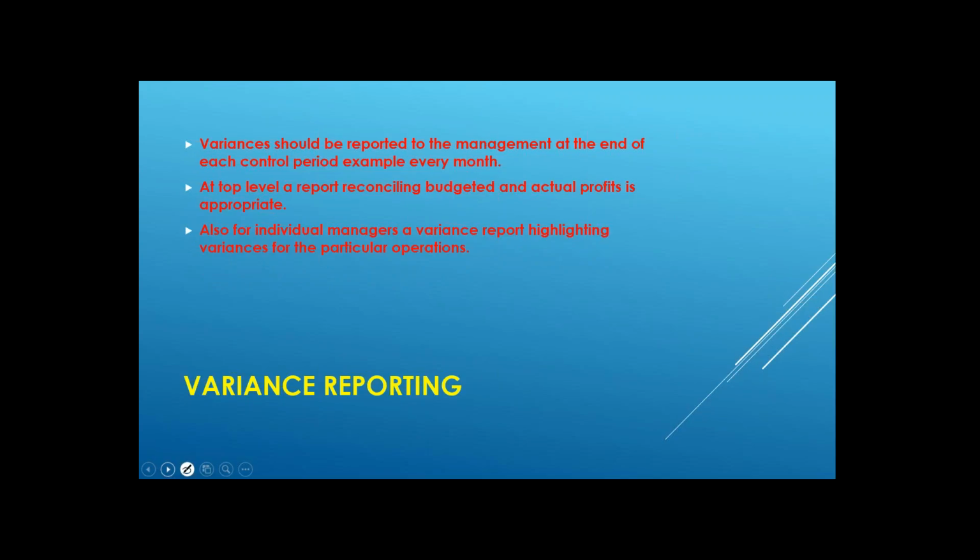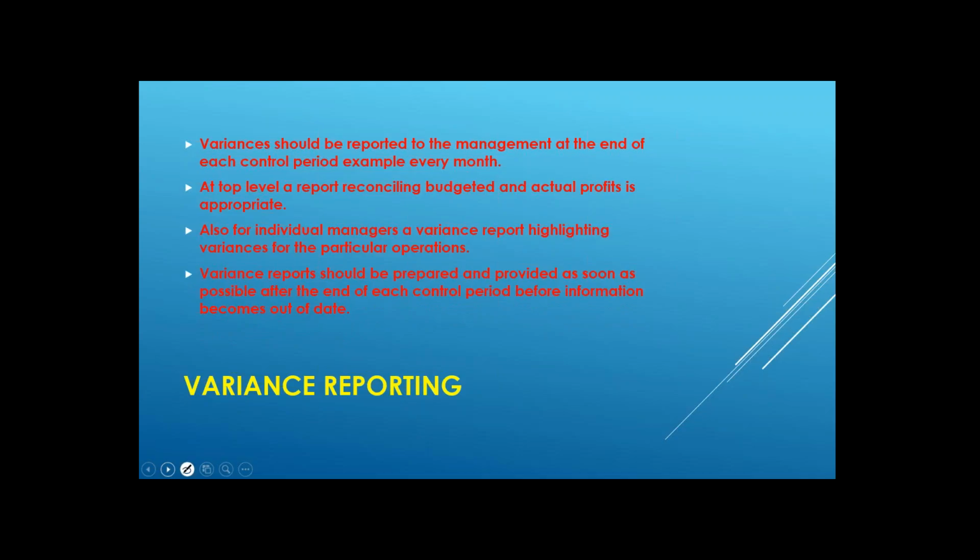But at the lower level, the individual managers might want to know their own variances. The production manager may want to know where the usage variances are, where did I go wrong. The sales manager would want to know the price variance and the volume variance, etc. The HR manager may want to know the labor rate variance. The production manager may want to know the labor efficiency variance. So you prepare separate statements highlighting the variances for which they are responsible.